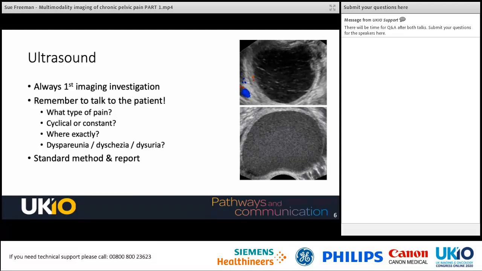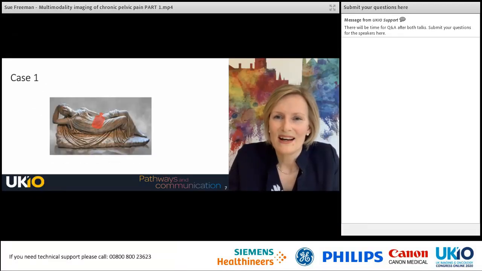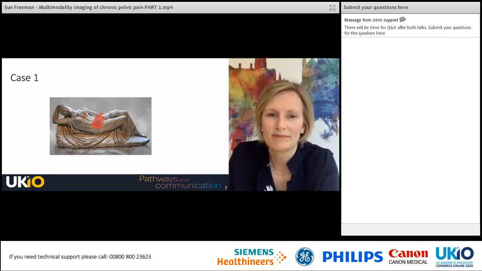So it is important that we use the same ultrasound method with every patient so that we avoid missing pathology. And I also use a standardised report just to make sure that that information is accurately recorded. So as I said, we're going to base our discussion around a series of cases so that we can highlight the imaging aspects that we will come across as clinicians.